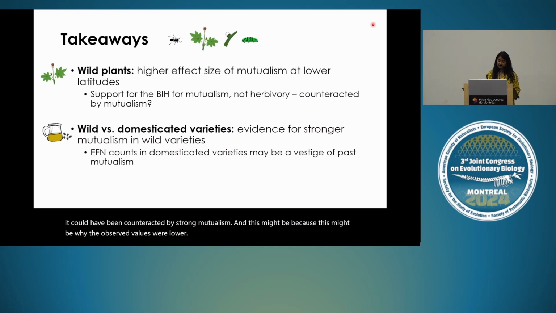Comparing wild and domesticated varieties, there was evidence for stronger mutualism in wild varieties, although we saw higher EFNs in domesticated varieties. And we think that the abundance of EFNs in domesticated varieties may be a vestige of past mutualism, where they once produced nectar but didn't have to and just evolved to stop doing it.